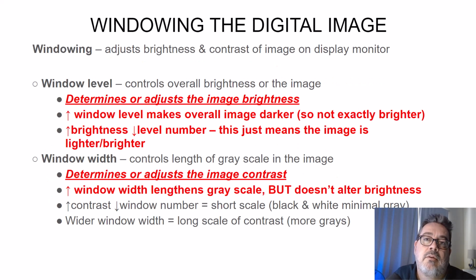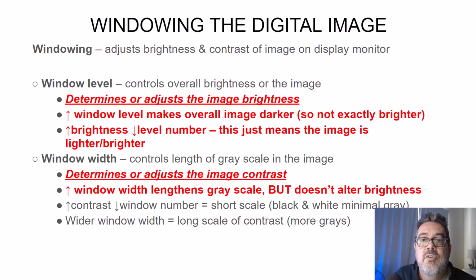Let's talk about windowing the digital image. Sometimes you may hear the terms window and level the image. This refers to manipulating the brightness and contrast post-processing. You probably see or do this every day in the hospital. To be more specific, the proper terms are window level and window width. Window level refers to adjusting the image brightness. Window width refers to adjusting the image contrast.